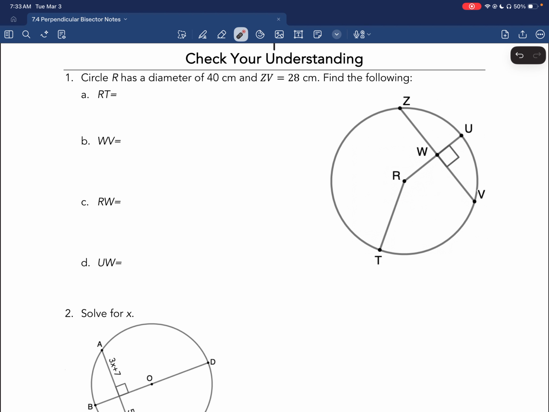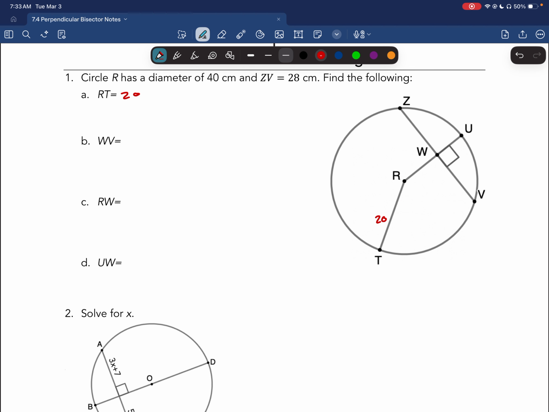Okay, it wants us to find RT. R to T, okay? Well, this starts at the center, goes to the end of the circle, or you could say starts at the circle, goes to the center. Okay, that is a radius. We know that the radius is half of the diameter, right? Because the diameter would start here, go to the center, and then go to the other end. So if we're trying to find what this radius is, all we got to do is take our full diameter, which is 40, divided by 2. That tells us that this is 20 centimeters.